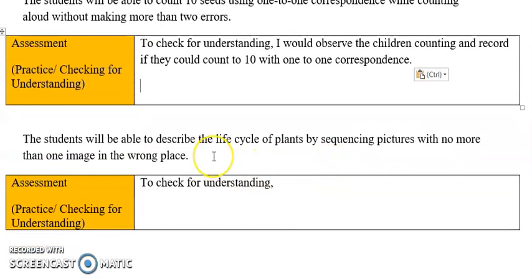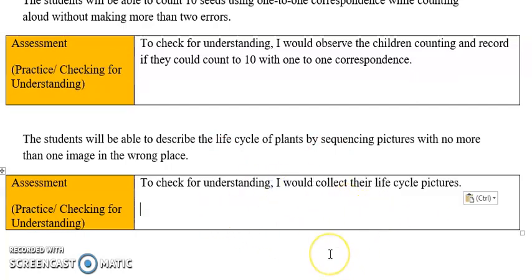Here's another one. The students will be able to describe the life cycle of plants by sequencing pictures with no more than 1 image in the wrong place. That was your objective. So now to check for understanding, I would collect their life cycle pictures. So this is very specific. The first one, you're not collecting anything, but you do need to watch it and tally it up. The second one, you're not necessarily watching it with an eagle eye, but you're going to collect their life cycle pictures.